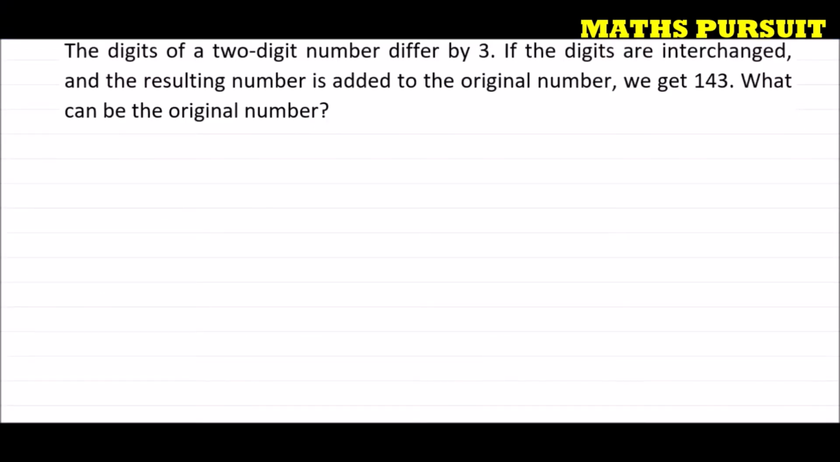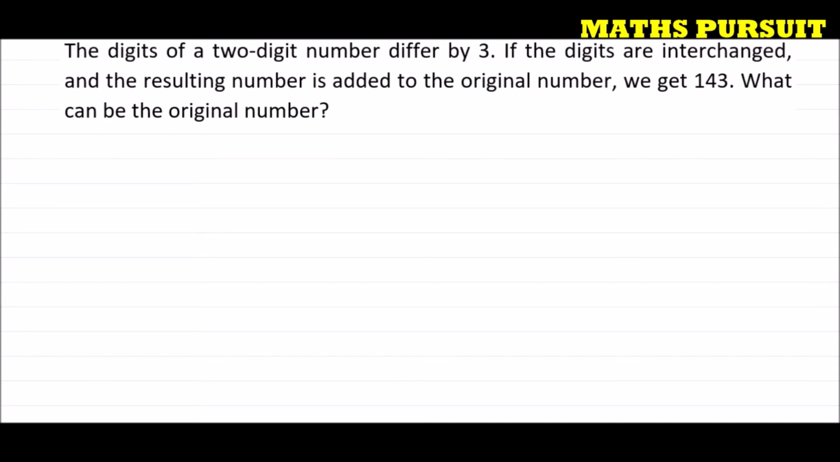Here the question is telling us the digits of a two-digit number differ by 3. If the digits are interchanged and the resulting number is added to the original number, we get 143. What can be the original number? So guys, this is a little bit important question, so let us try to understand this.